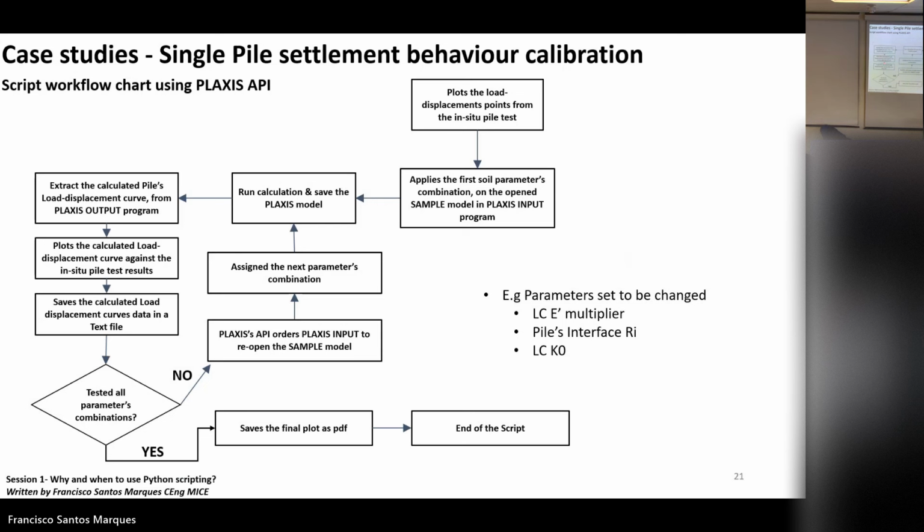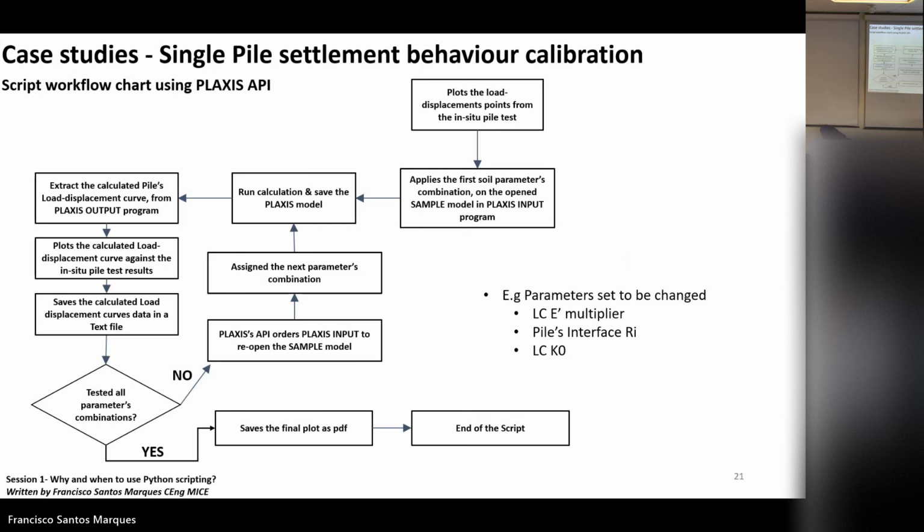Same thing. Then it will plot that into a plot in a script. It saves the calculation load in the load displacement curves in a text file. And then we can make the call, right? I mean, we can put multiple parameters and test. We can say, well, we want to test, I don't know, 10, 20, 30 different sets of parameters.